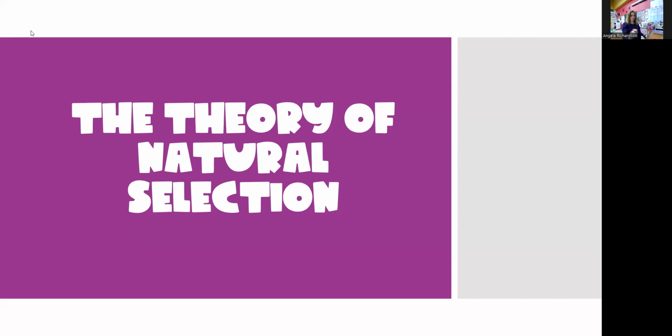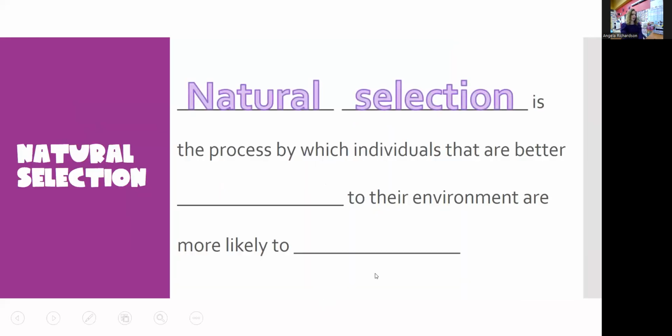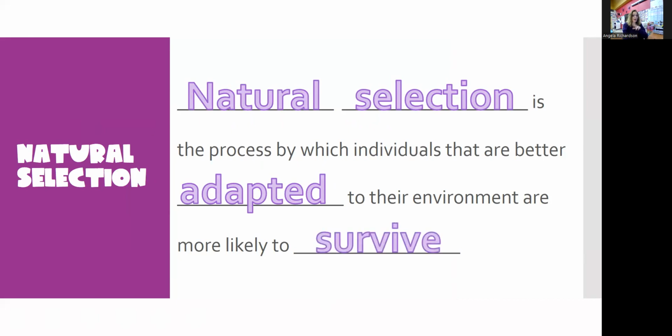The theory of natural selection. So the idea of natural selection is that it's this natural process that occurs when organisms, be it plant, animal, bacteria, mushrooms, anything like that, any living organism, is better adapted for their environment. And because they're better adapted, they get to live longer and survive. And what happens when they survive? What do they get to do? They get to reproduce. Told you guys this was going to come back time and time again.